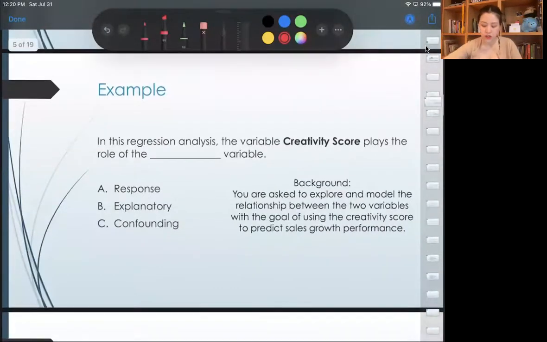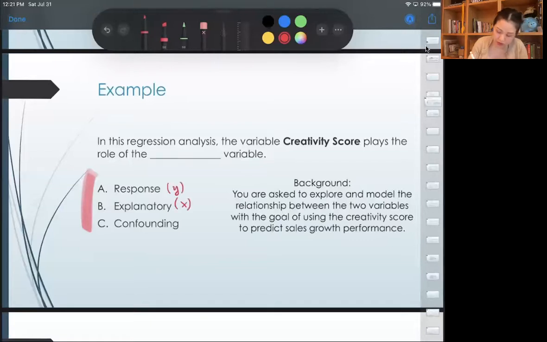So the question here: the variable creativity score plays the role of the blank variable. I'll give you a second to answer that question. Okay, here are your choices. Is it response? By the way, response is your y. Or is it explanatory, your x? Or confounding variable? I'm not going to explain it today, but sometimes they call it a lurking variable, that variable that we don't want to be in the data analysis.